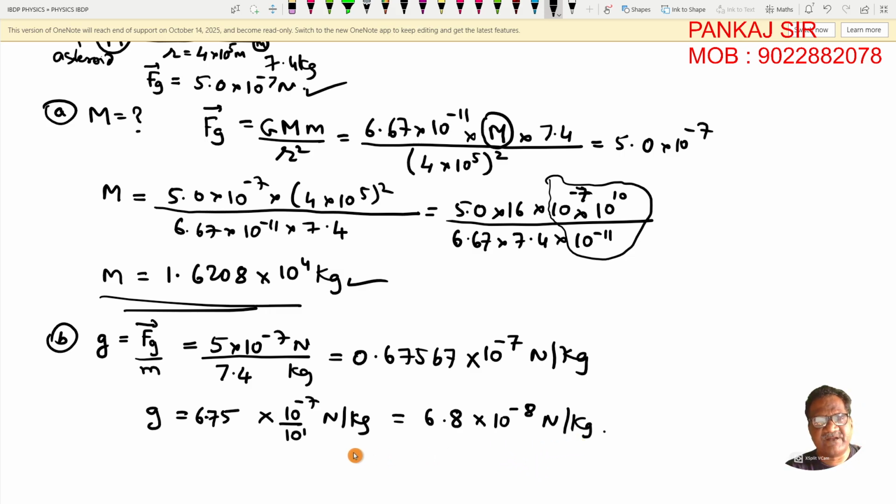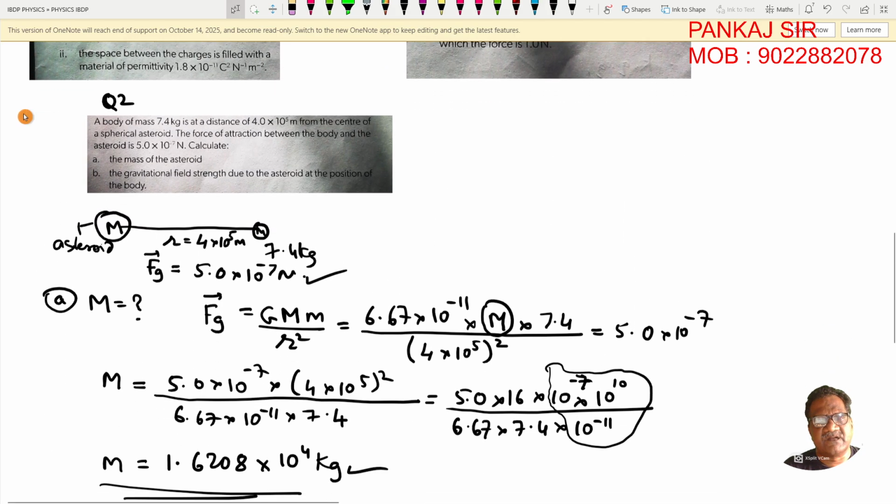You should know that g also has an alternate unit of meter per second square. So your answer can also be written as g equal to 6.8 into 10 raised to minus 8 meter per second square. Either the unit is Newton per kg or meter per second square. Both units are workable, because g can have both these units, but the numerical value is 6.8 into 10 raised to minus 8. Fine, so that was our question number 2.